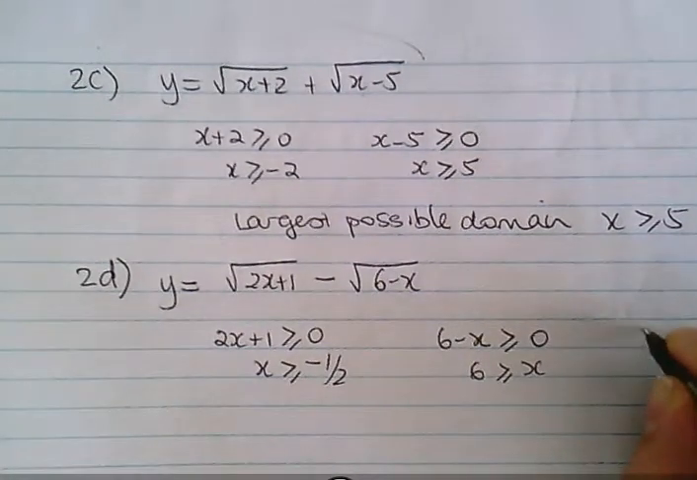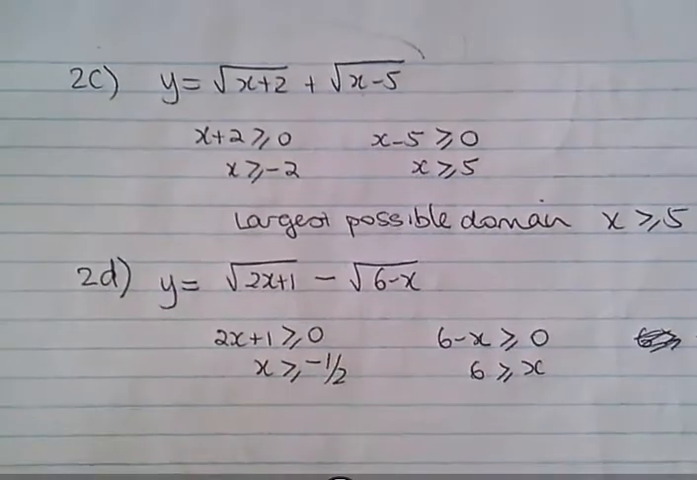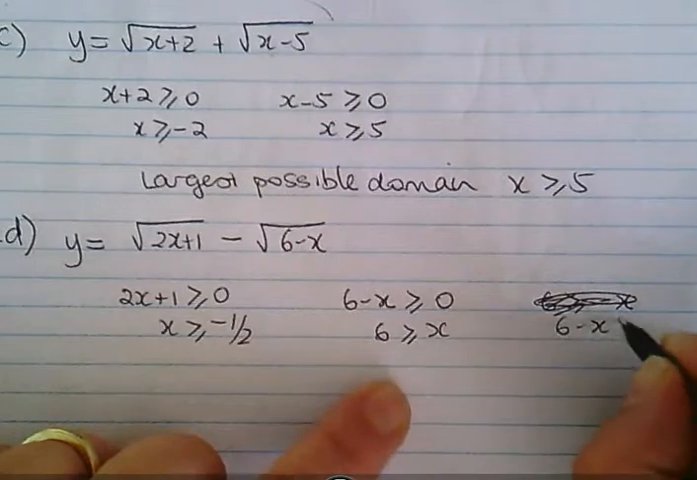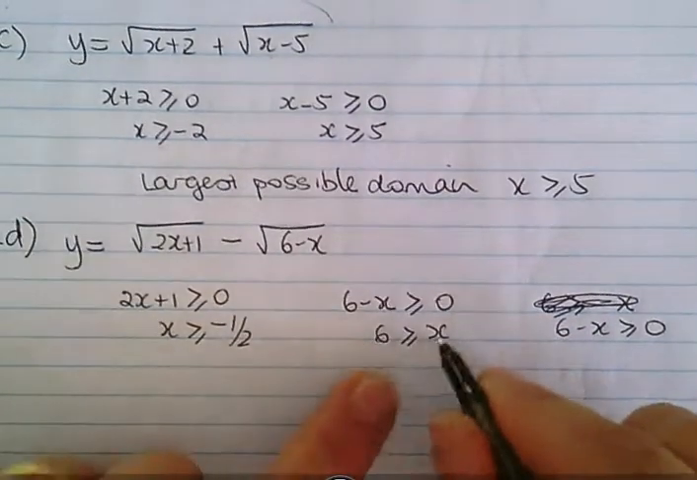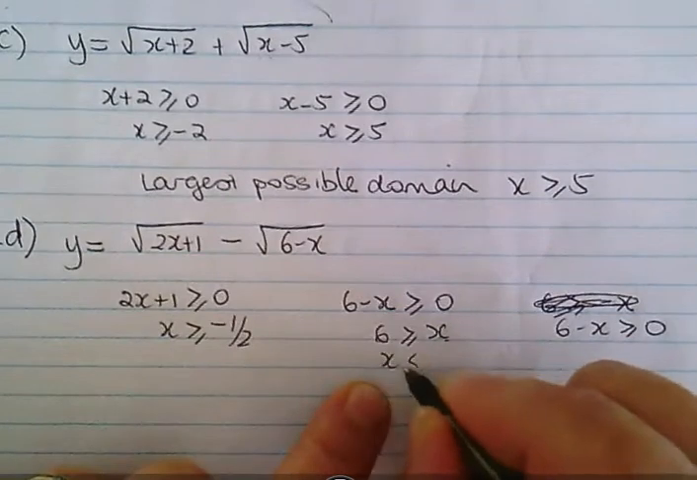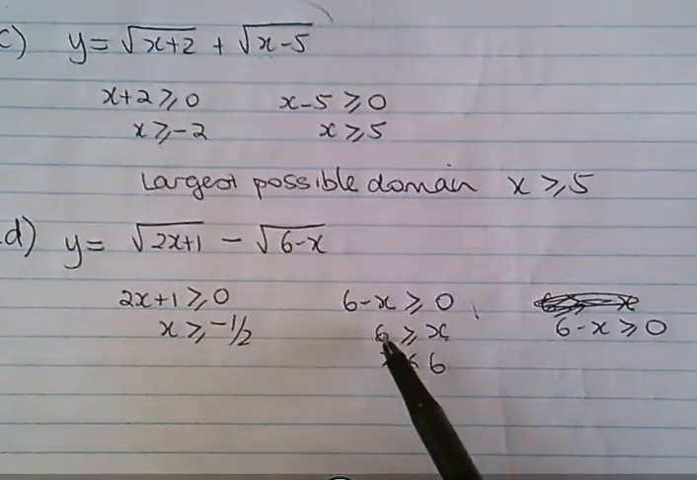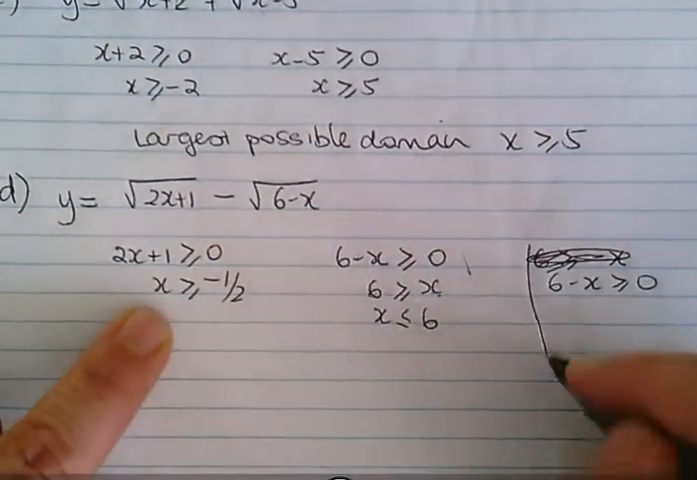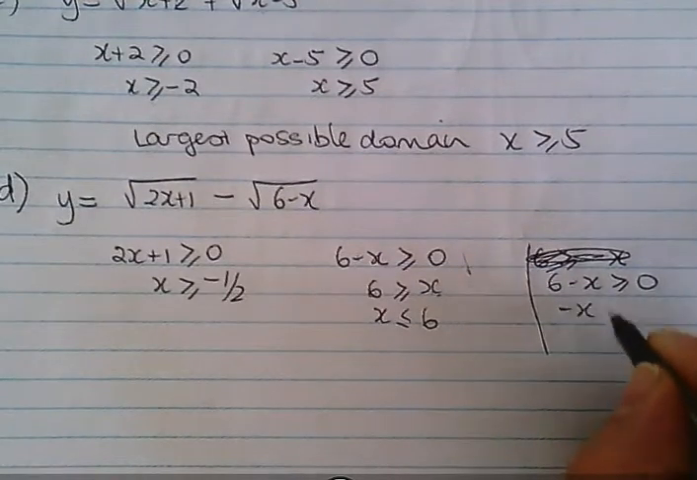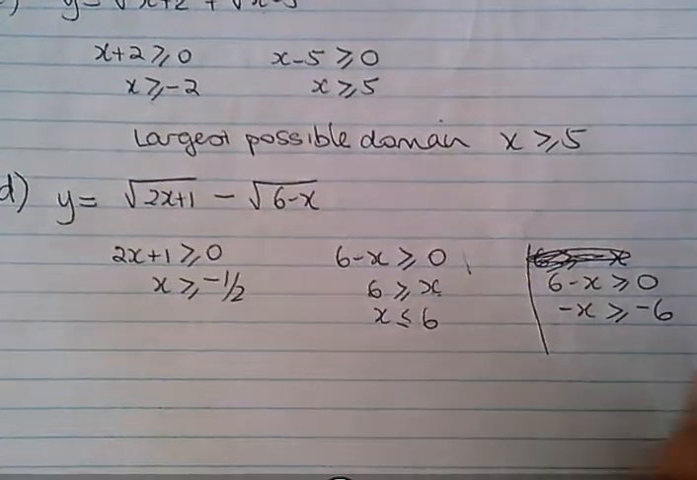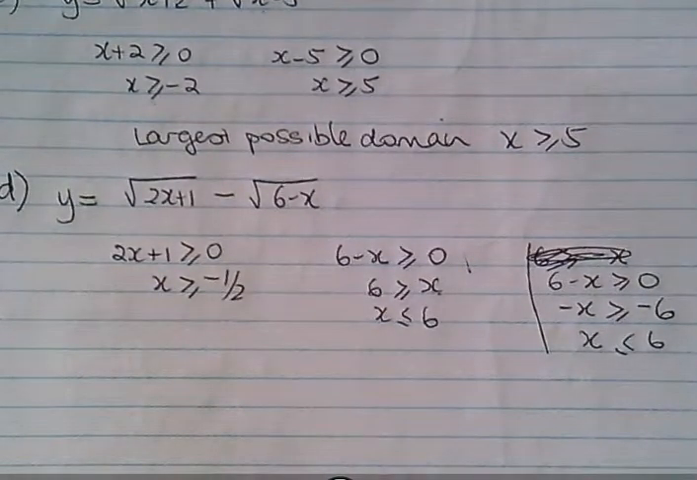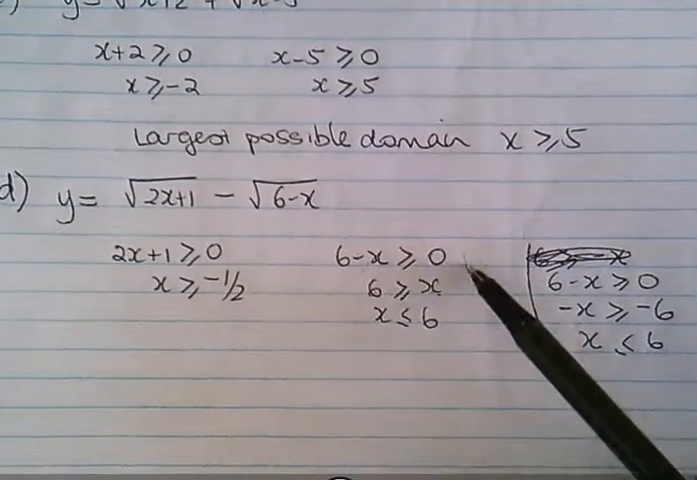However, if you want, you can go negative x, but I wouldn't do it this way. So you can go 6 minus x is greater than or equal to 0. See, this way is easier, isn't it? Just taking that over, you've got 6 is greater than or equal to x, or x is less than or equal to 6. With this one, you could go negative x is greater than or equal to negative 6, then multiplying through by negative 1, x is less than or equal to 6, if you want to do it that way. You okay with this?